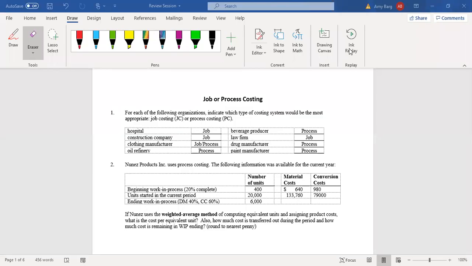Hi, everybody. I am going to talk about process costing right now.